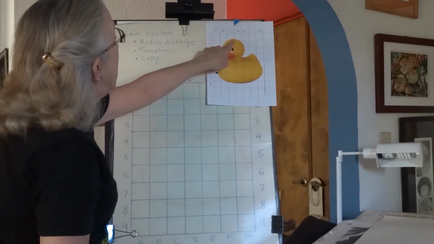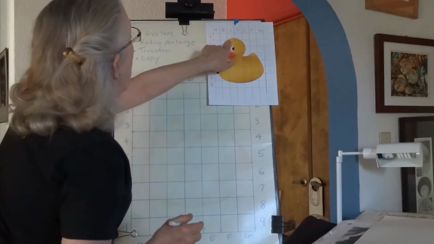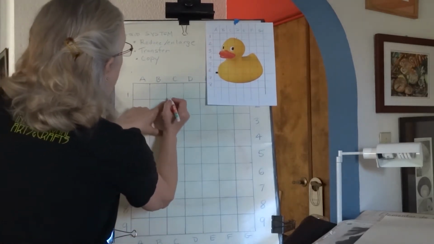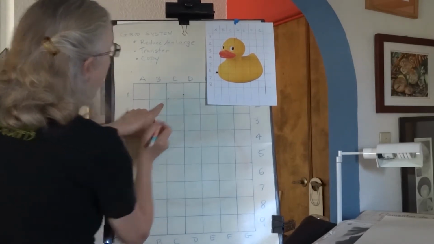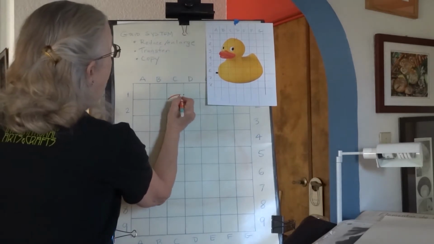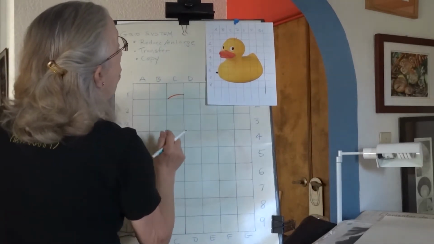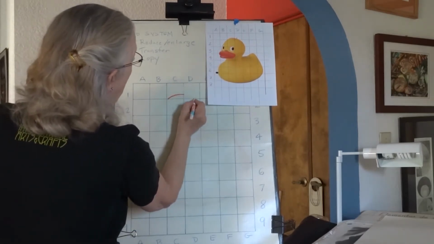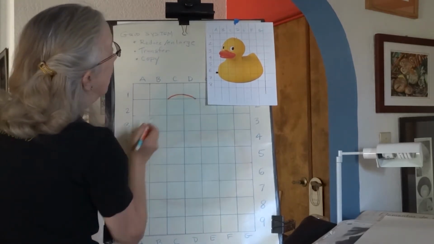Square 1C does have some of the duck in there. And I'm going to look to see where that starts in square 1C, and I see it begin about here and then come to about there. So I've made points on that square. And now I'm going to connect the line. And then I'm going to look at square 1D, and I do see that there's something in there, and it comes down to about here. And I'm going to make that line.